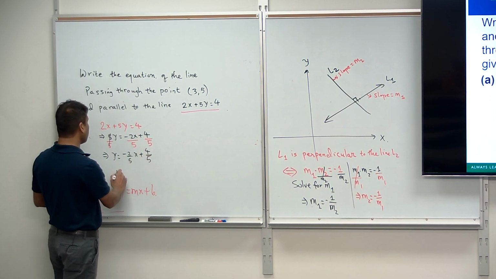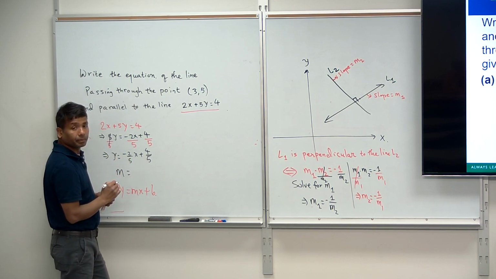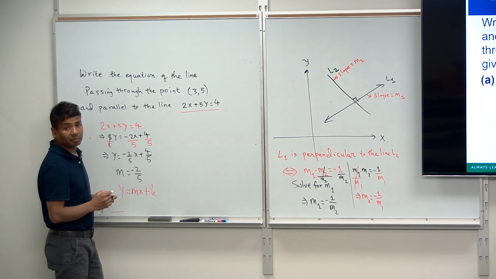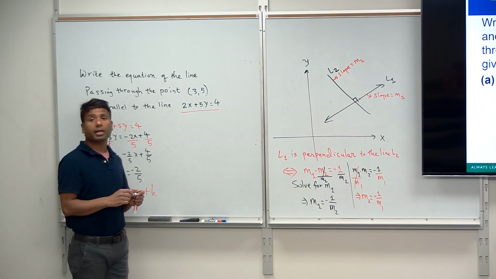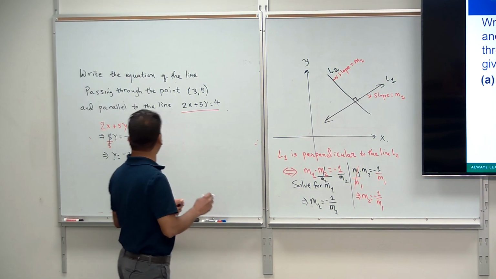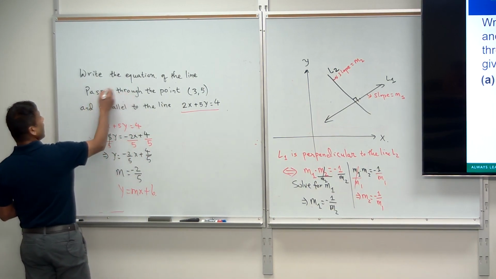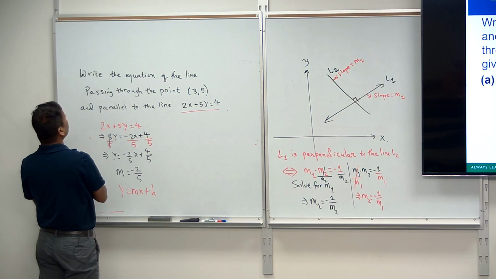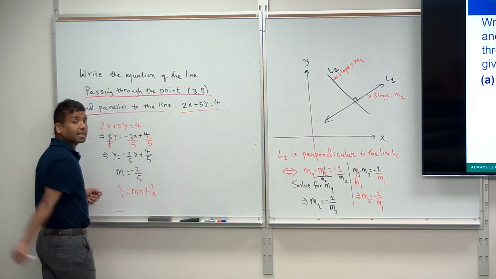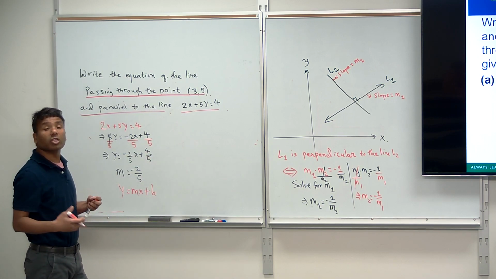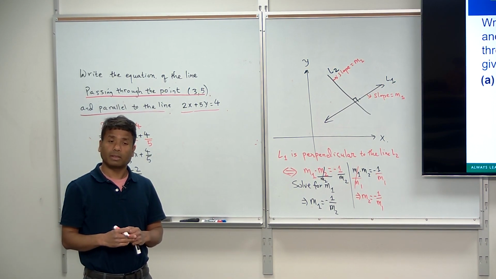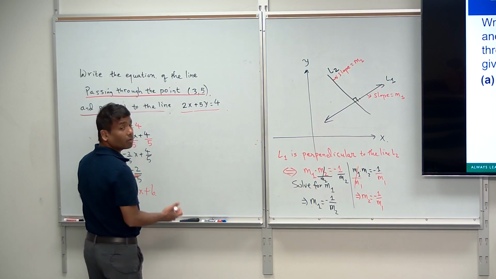So what is the slope of this line? Yes, negative 2 over 5. Make sense? Now, remember, the line passing through the point (3, 5) is parallel to this line. Is that right? So what will be the slope of the line passing through the point (3, 5)? Yes, negative 2 over 5.